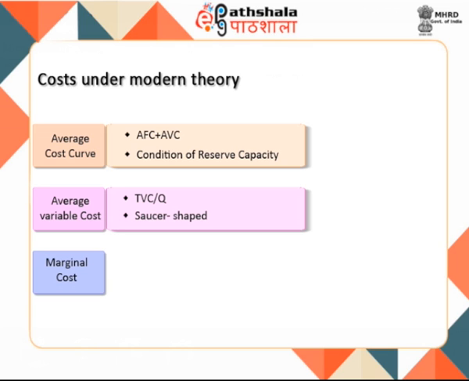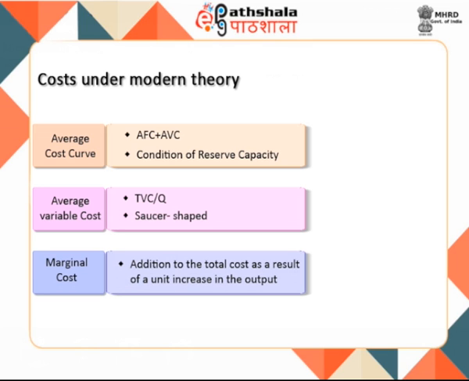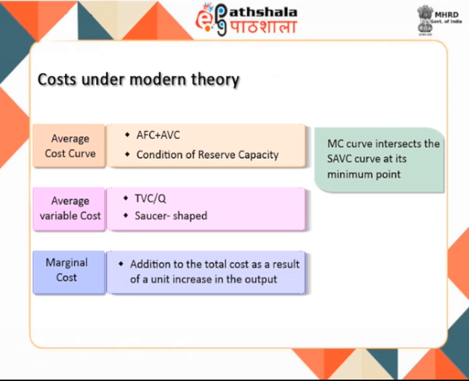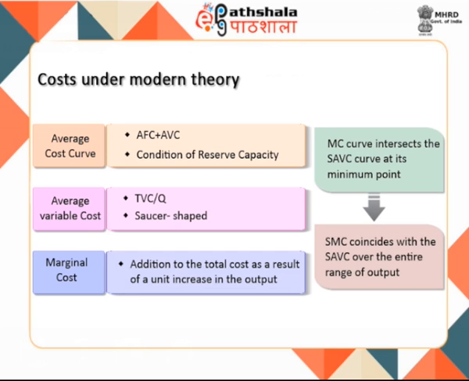Marginal cost, which is the addition to the total cost as a result of a unit increase in the output. The MC curve intersects the SAVC curve at its minimum point. Since the SAVC curve reaches its minimum point not at a single point but over the whole flat stretch, therefore, the short-run marginal cost curve coincides with the SAVC over the entire range of output corresponding to the flat stretch of the SAVC.